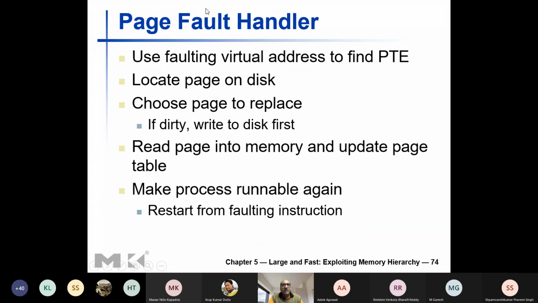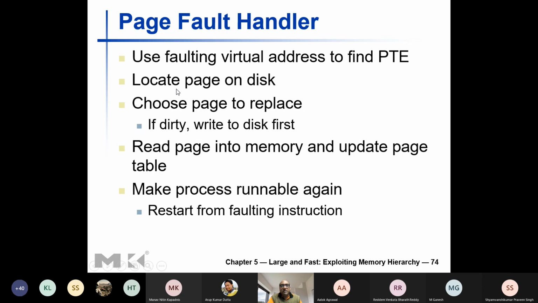And the page fault handler is for when a miss occurs at the TLB. TLB means translation lookaside buffer. If there is a miss there, then the entry may be present in the page table or in the physical memory. If it is not there in the page table, it's a page fault. It means that the page containing that particular address is not available in the physical memory, so a page fault has occurred. A page fault means that you have to fetch from the disk.